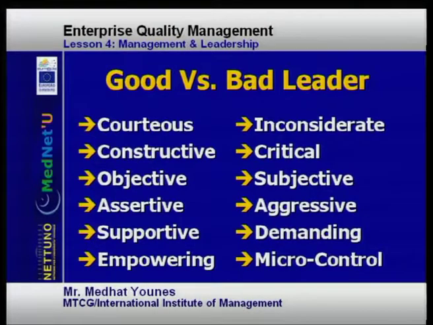Supportive versus demanding, and again, of course, empowering by allowing your team and your subordinates to make decisions rather than micromanaging, like we said in the first lesson. It's not about breathing down your staff's neck.